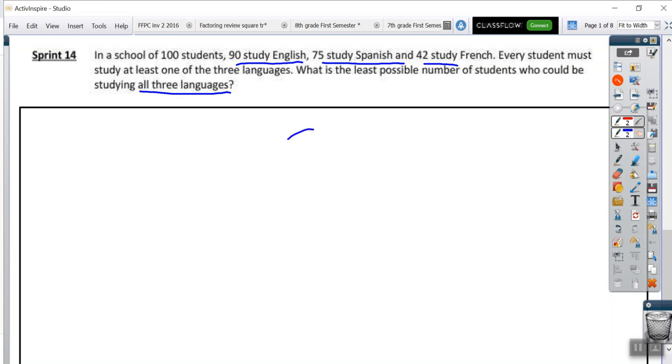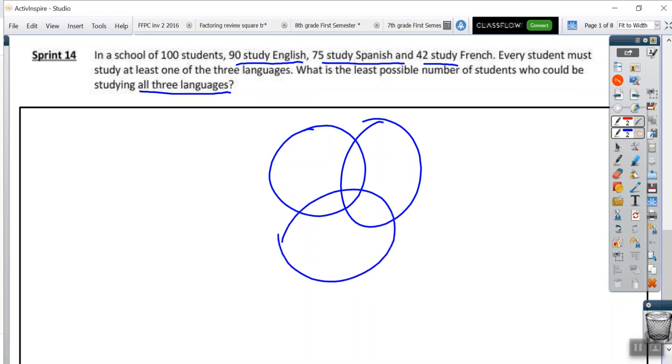So this is one of those Venn diagram problems where we have English, French, and Spanish. Now here's where the time suck could really happen. Do we really want to know how many people are in each section of these things? No. We only want to know this section right here, the special section. So, here's what we want to do.